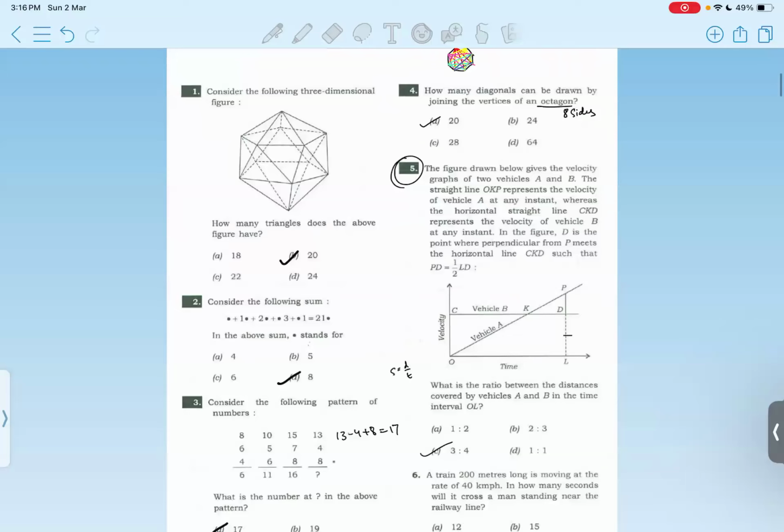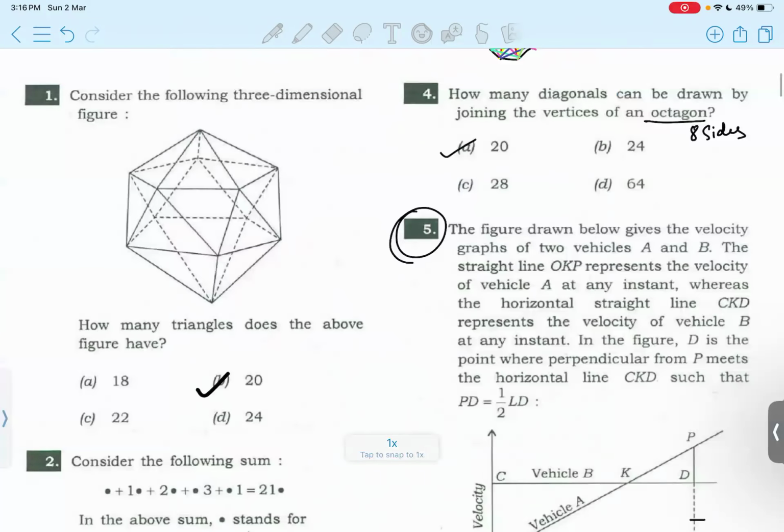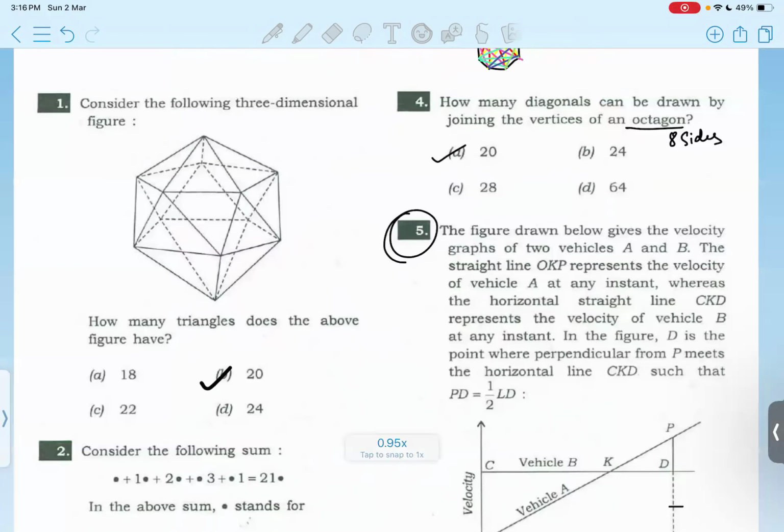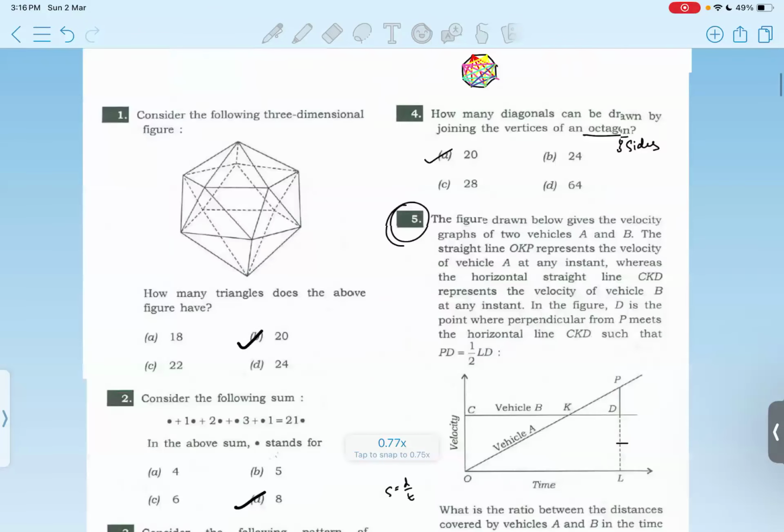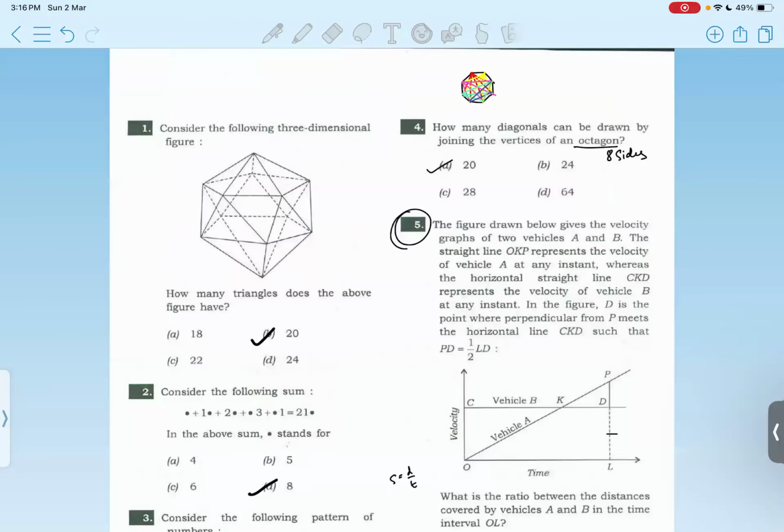So first few questions, this is asking us about the number of triangles that can be identified. So it should be 20. You need to count the ones which are clearly visible in the front and the ones which have been represented through these dotted lines. So it would be 20 in number. Option B.